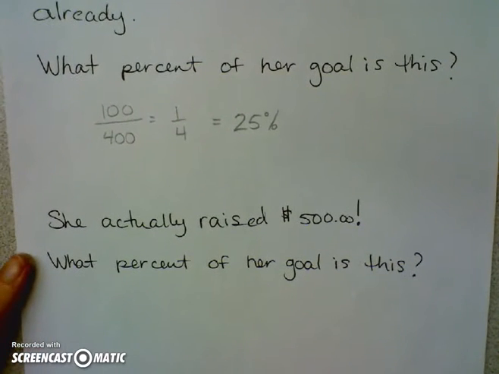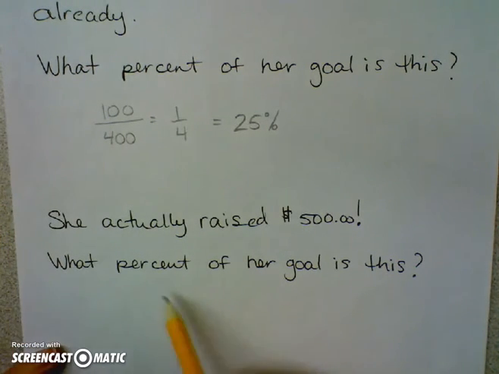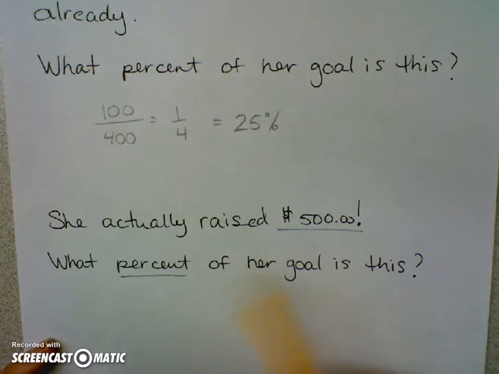Well, lo and behold, she actually raised $500. What percent of her goal is this? So in this one, I would use a ratio table to solve it. We're comparing percent and money.